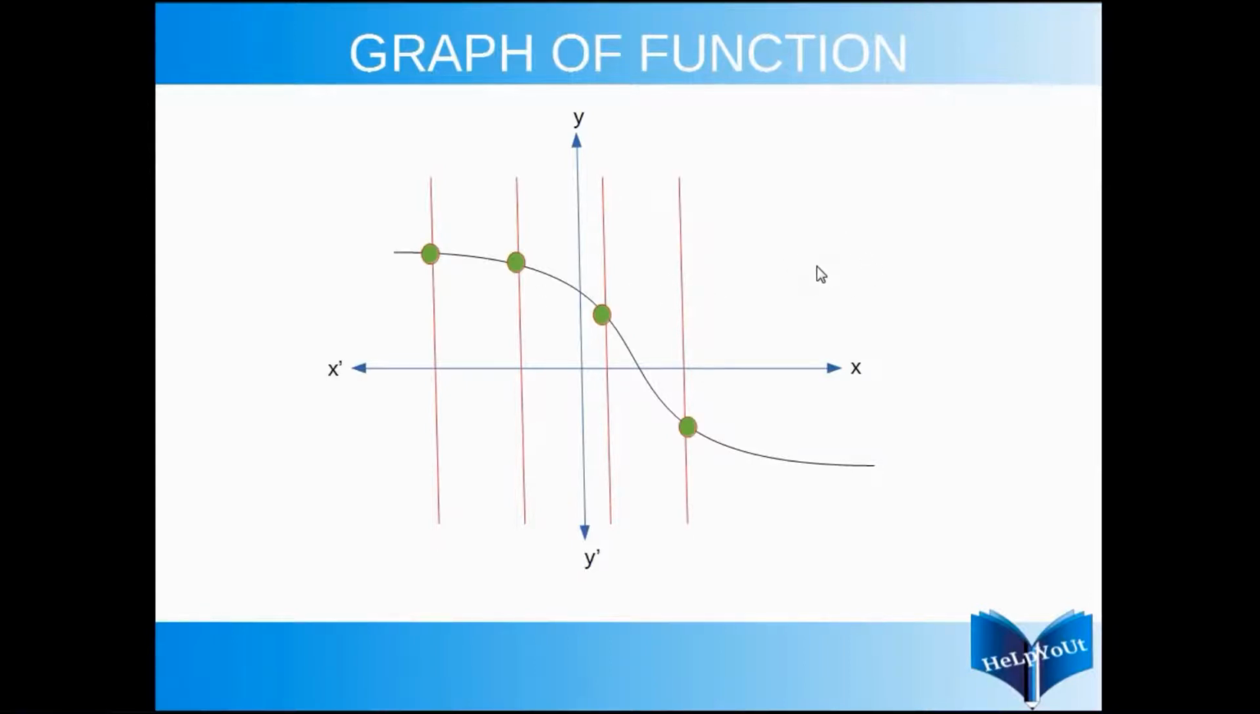If any of them has violated that rule, vertical line test, then it couldn't be a function. But for this, all of the lines have cut only once. So this is a function.